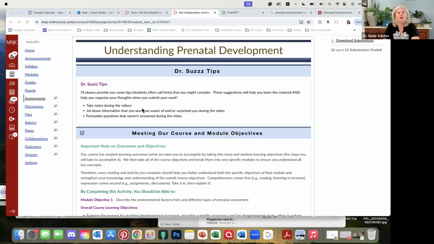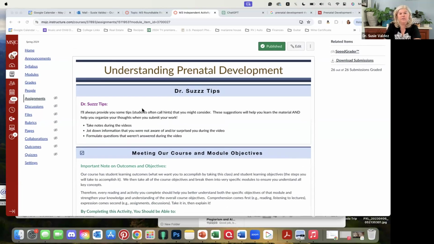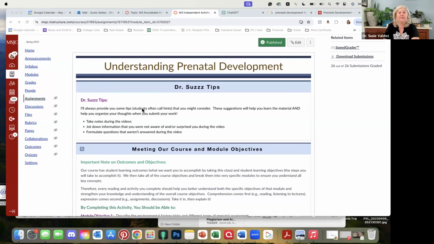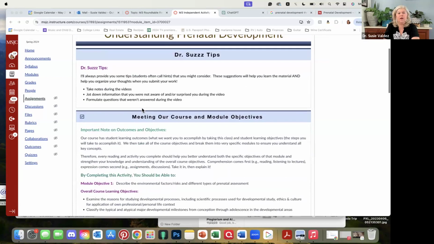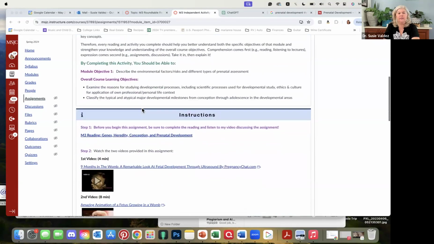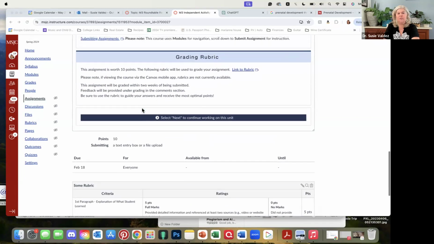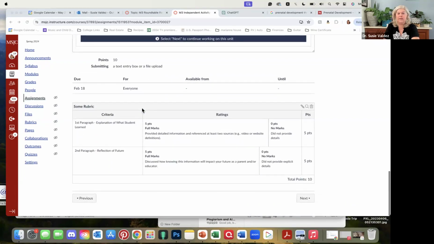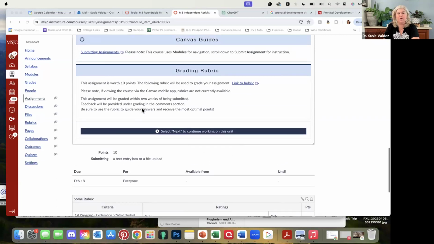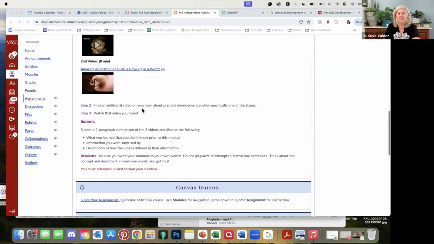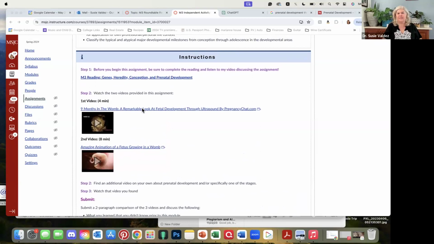I want to talk to you about understanding prenatal development and the assignment that you have to do for this work. This is also going to be an independent assignment, so you'll be doing it on your own. You'll see that I've provided the rubric at the bottom. Just a friendly reminder, always take advantage of the rubrics, right? Because that's the directions. If you look at those rubrics, that will tell you what we are looking for.